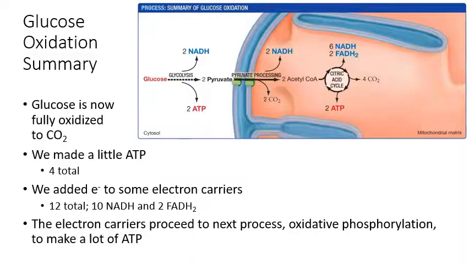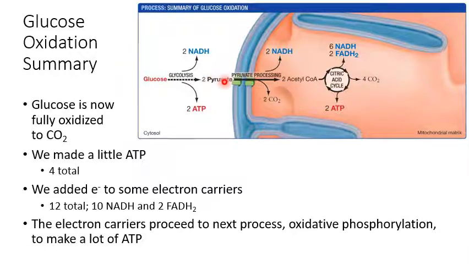So we'll just pause and summarize what has happened so far in cellular respiration. First we did glycolysis, then we did pyruvate oxidation or pyruvate processing, then we did the Krebs cycle or citric acid cycle. In glycolysis, we took our glucose and converted it to 2 pyruvates. So all of the carbons in glucose went into pyruvate. Then in pyruvate oxidation, we converted those pyruvates to acetyl-CoA.